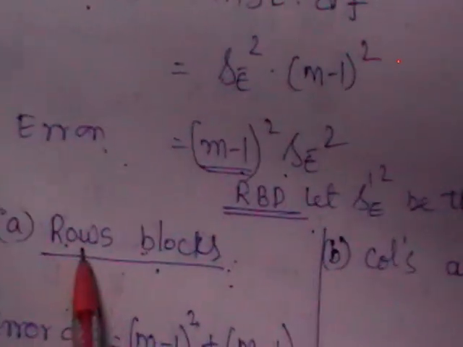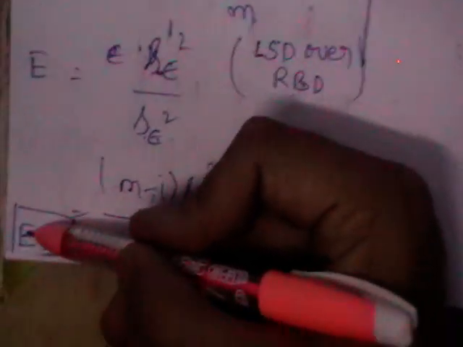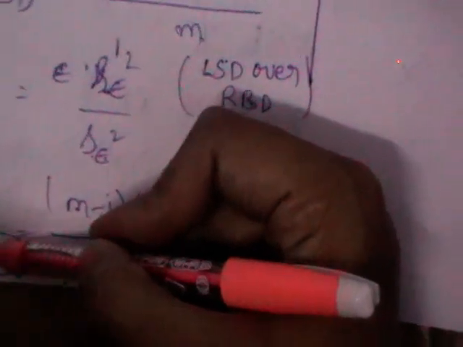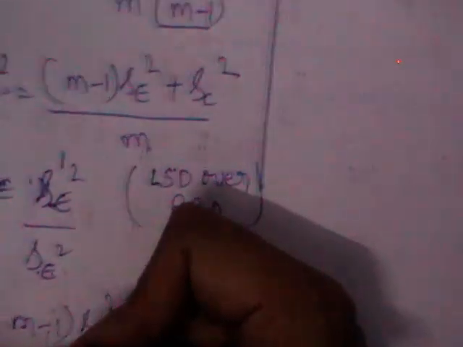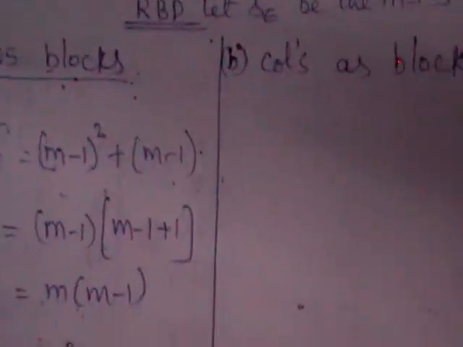We can conclude that when rows are taken as blocks, as E is more than 1, the efficiency E you got is more than 1. From there we can conclude that LSD is more efficient than RBD. Now let us take columns as blocks.